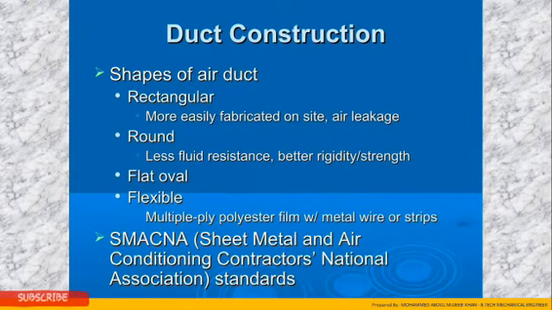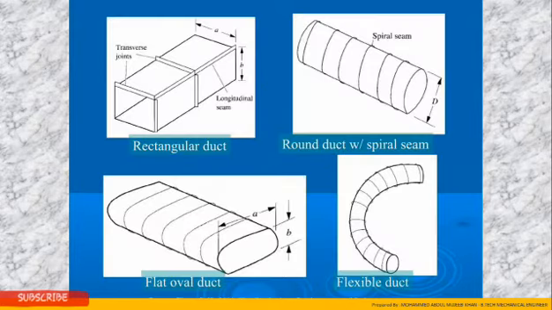The duct's construction also depends on the shape of an air duct. The commonly used sections and sizes are rectangular, round, flat oval and flexible. The major and basic common standard practice for air ducts is known as SMACNA, the Sheet Metal and Air Conditioning Contractors' National Association standards. Any air duct construction comes under these SMACNA standards.